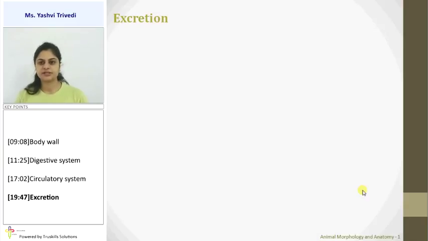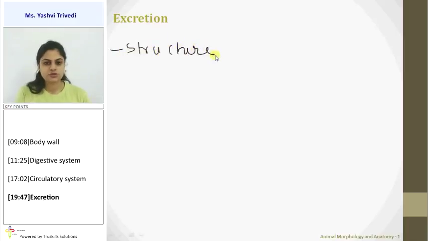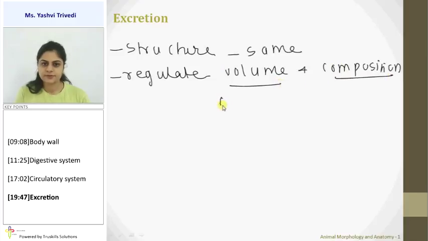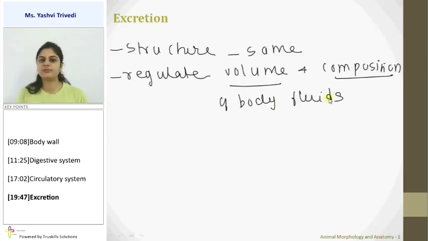Next would be the structure of all of them. The structure of all the 3 nephridia is usually the same. They are mainly there to regulate the volume and composition of body fluids. The volume and composition of the body fluids will be regulated by all the 3 types of nephridia.